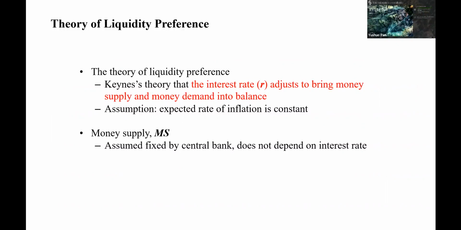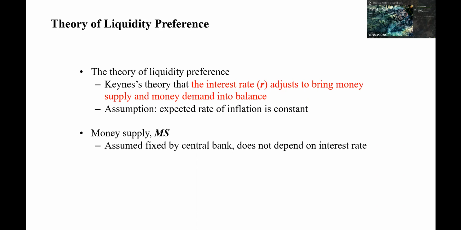Keynes thinks that the interest rate adjusts to bring money supply and money demand into balance. Remember, money supply is only decided by the Fed. And money demand means the household wants to hold money in currency, in liquid form. You can imagine yourself: if the interest rate is higher, you want to save more money in the bank, or you want to borrow less money from the bank. So in that case, the money demand will be lower.